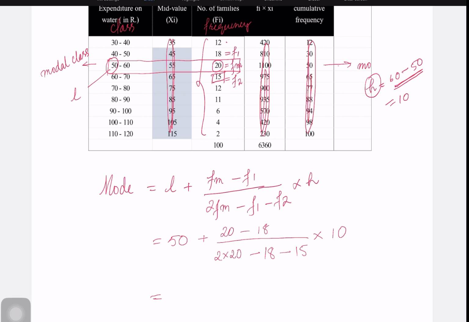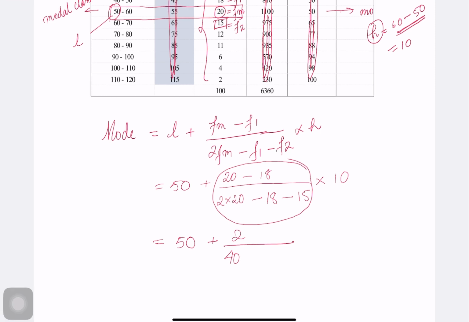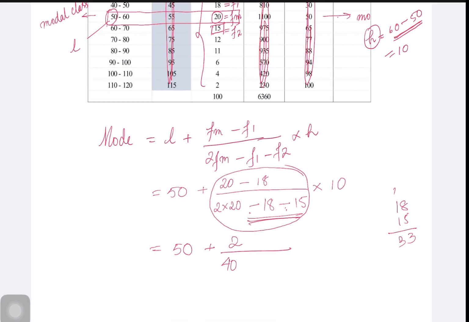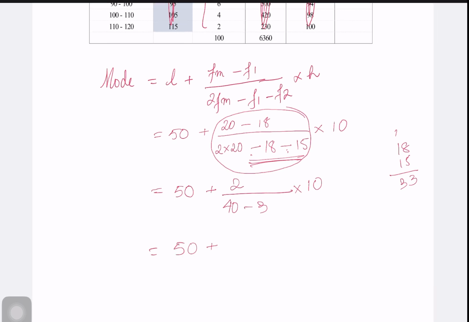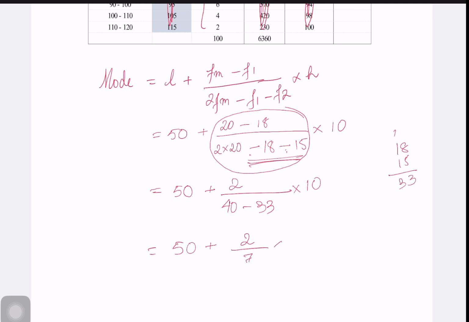Now, first of all, we will try to find out the value of this part first. Now, look nicely. 50 we write down. Next, 20 minus 18 is 2, divided by 2 into 20 is 40. That means minus minus, we have minus minus here. That means we have to add them. So 18 plus 15, so we have 33. 40 minus 33, into 10. So what is the answer? 50 plus 2 by 40 minus 33. We have 7, into 10.